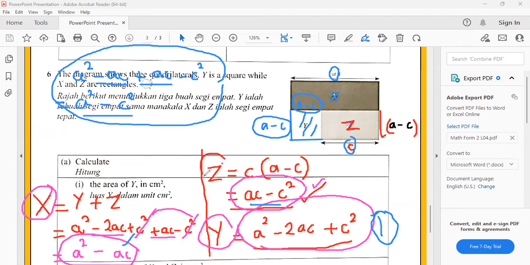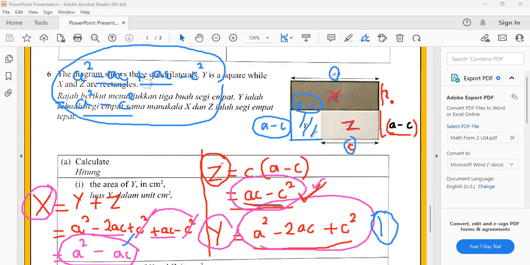So, to find z, all we did was take c times a minus c, and this is what we got: ac minus c squared. So far, so good? Okay. Now, to find x, we didn't know the height. We cannot assume this is also a minus c. Never assume in maths. We wanted to know how to find the area of x.